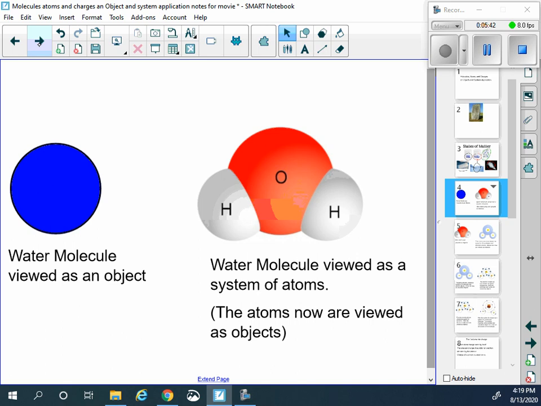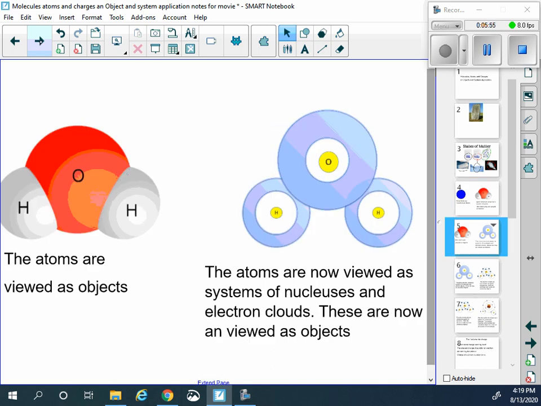And that is often because that particular teacher isn't looking at the atom as a system, but actually as an object. And these questions are all really good questions and very easily answered once we realize that the atoms themselves aren't objects, but they are also systems. They are systems of a nucleus and an electron cloud.